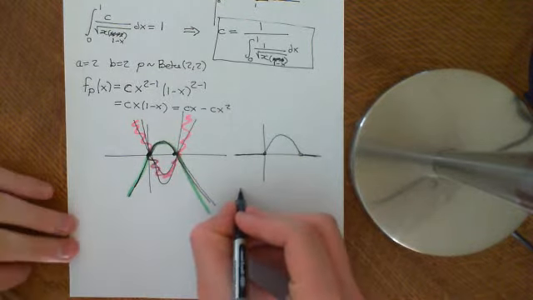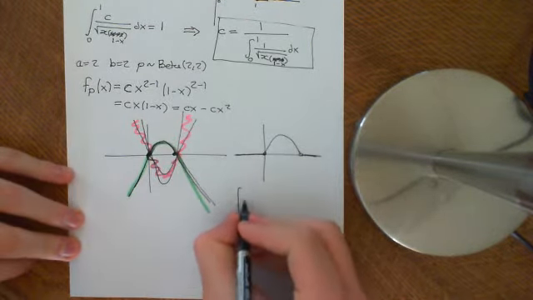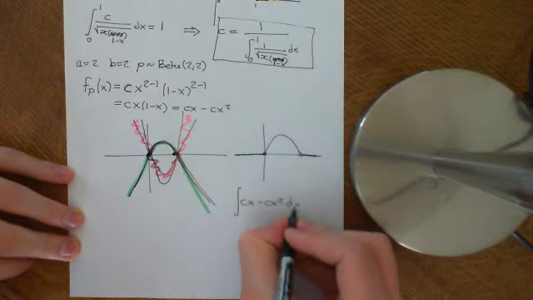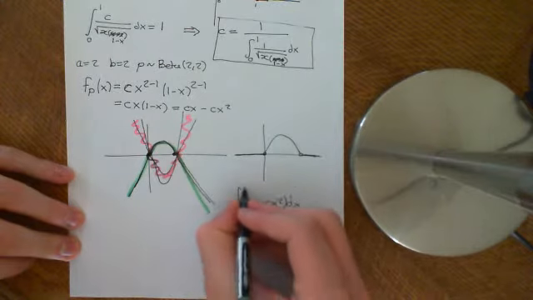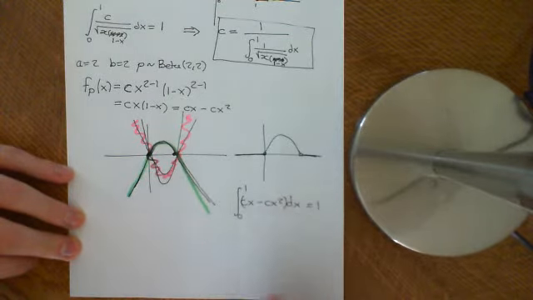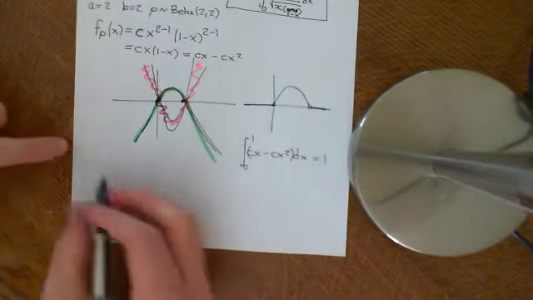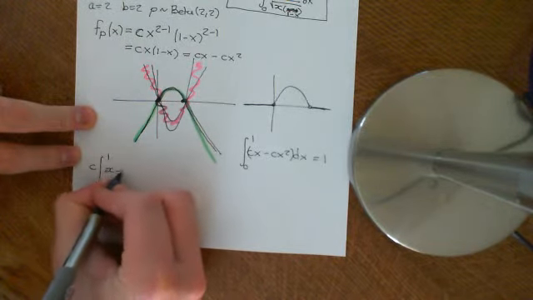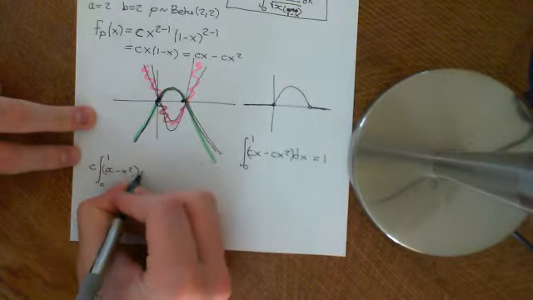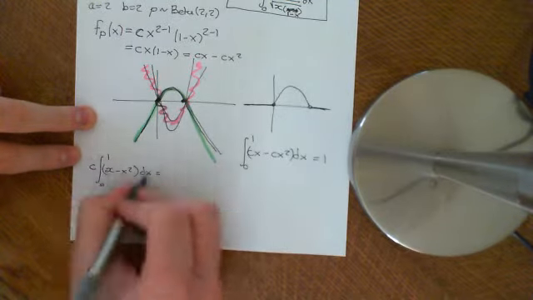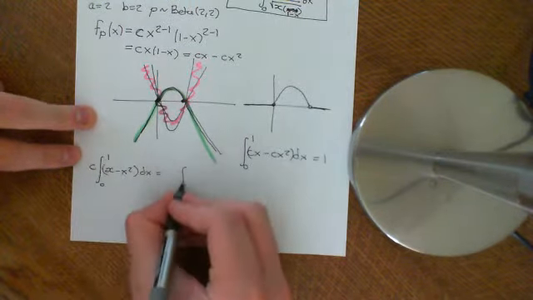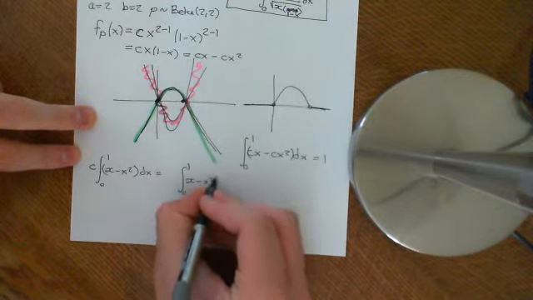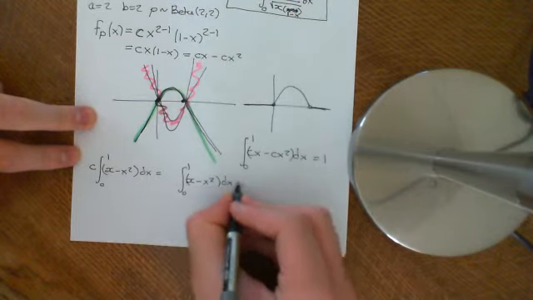So we want the integral of cx minus cx squared dx between 0 and 1 to equal 1. Okay, so let's pull out that normalizing constant, and we get that the integral between 0 and 1 of x minus x squared dx needs to equal 1. So let's work out what this integral between 0 and 1 of x minus x squared dx is. So this is a very basic calculus problem now.